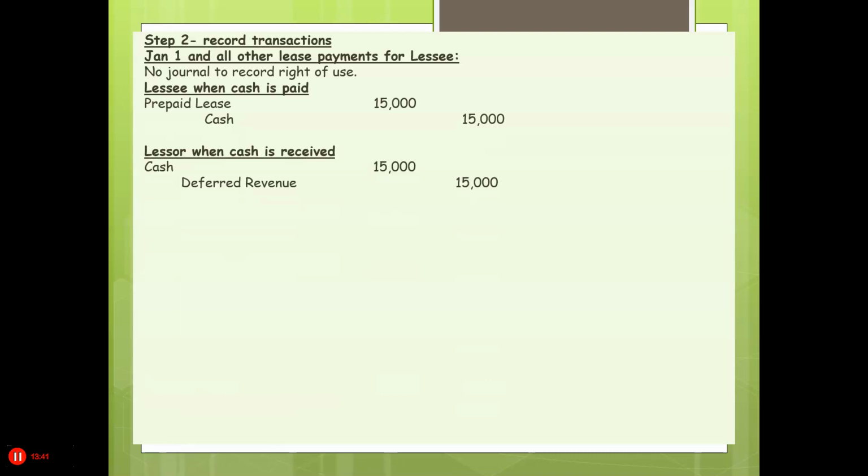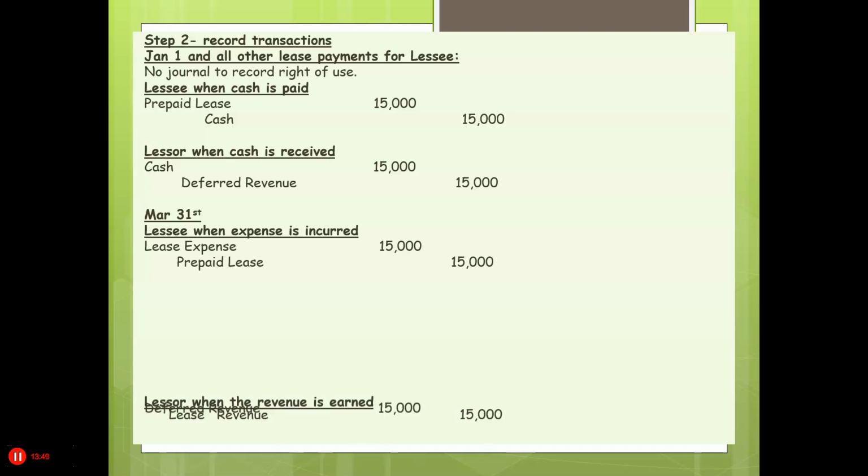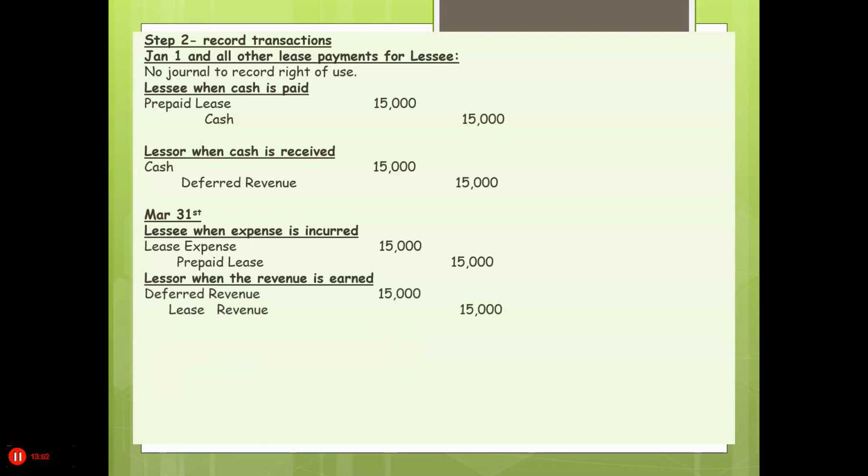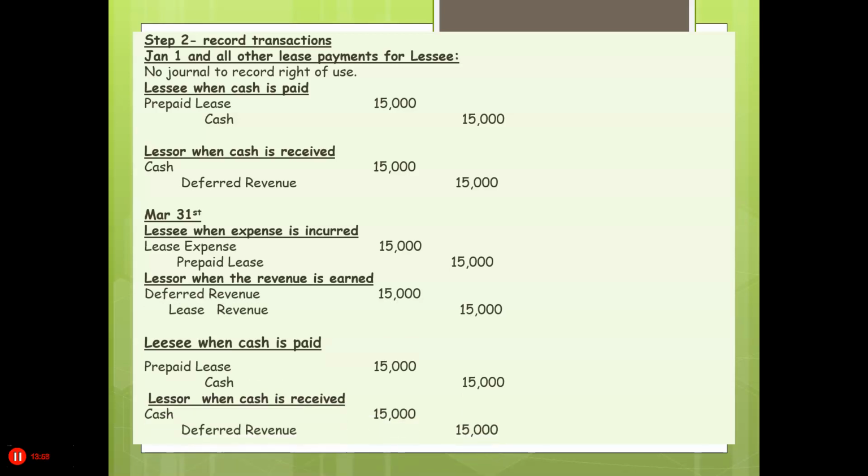January 1st and all other lease payments for the lessee: no journal entry to record right-of-use. When the lessee pays the cash, it's going to be prepaid lease, cash. The lessor is going to have deferred revenue. On March 31st, the lessee is going to book the expense for the January payment, and the lessor is going to record the revenue. Then they're going to record their next payment when they pay the cash for the lessor and the lessee. So that concludes how you treat an operating lease, whether it's for greater than a year or a year or less.